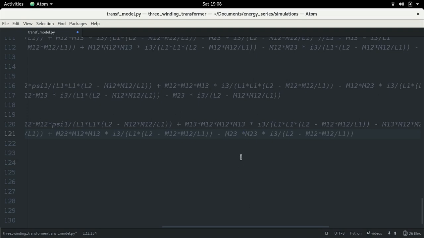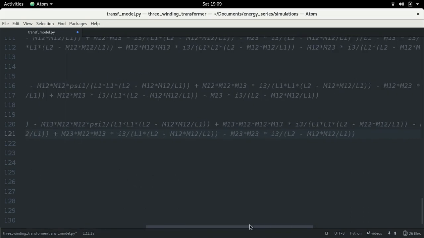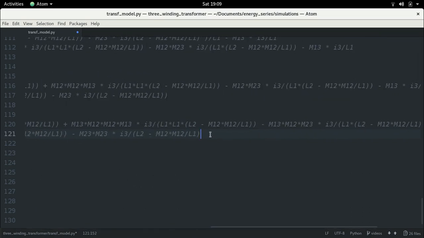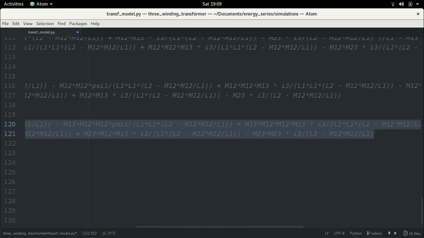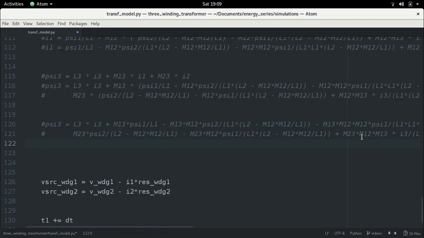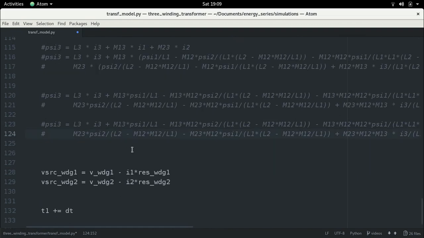And this is it. Again, we can get rid of this term because we've accounted for it. And this is all. So now that we have this, again, we need to take all these terms together. That is, we need to take the psi terms together, that is all the flux linkages together on one side, and take all the current terms on the other side.